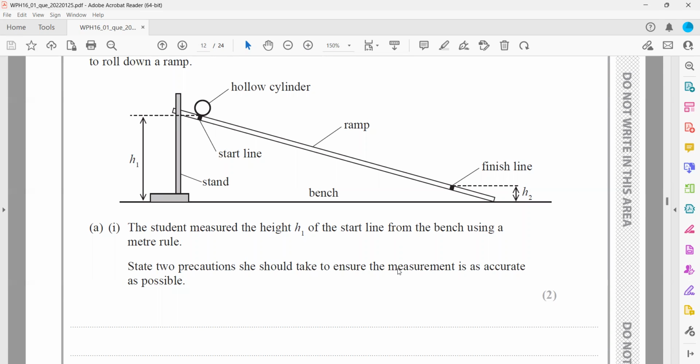So what are the precautions when we are using a meter rule or a meter scale? First, we should look perpendicular to avoid a parallax error. And the second thing, we should place a scale or a ruler close to it to measure the exact distance. So the ruler or the scale should be closer. You can also use a set square for that.